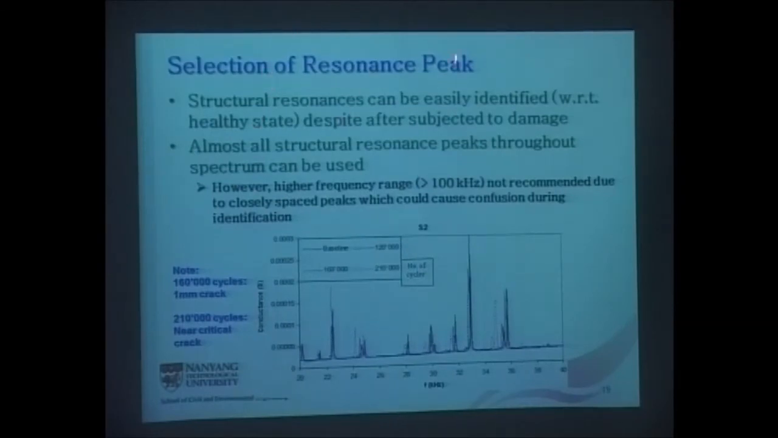Okay, the reduction of resonance peak, we can see that the resonance can be easily identified despite the damage. All right? You can actually see the change. All right? And the whole spectrum can be used. And that's a good part about this EMI technique, that the whole spectrum can be used. And for higher frequency, not recommended because the peaks get too close. We'll see some of these pictures afterwards. All right? At the 160,000 cycles at 1 mm crack. All right? And then this is a 210,000 cycle, just critical crack. All right. So this is 120, and then it's 210,000 cycles. Okay. So we can pick it up very obviously.